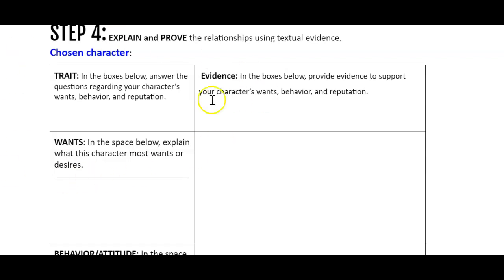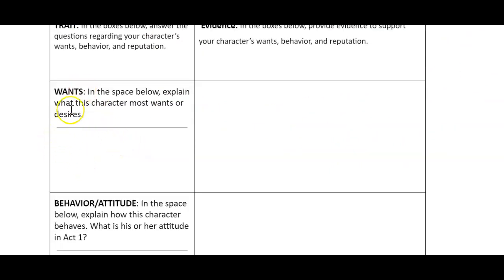So on the left side, you're going to list some character traits. So it says in the boxes below, answer the questions regarding your character's wants, behavior, and reputation. And then in the box to the right, here's where you're going to provide evidence to support your character's wants, behavior, and reputation. So here it says wants, in the space below, explain what this character most wants or desires. You're going to list that here and then provide evidence.